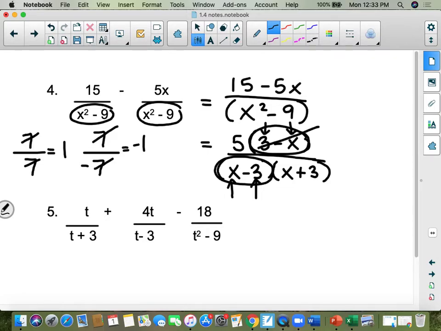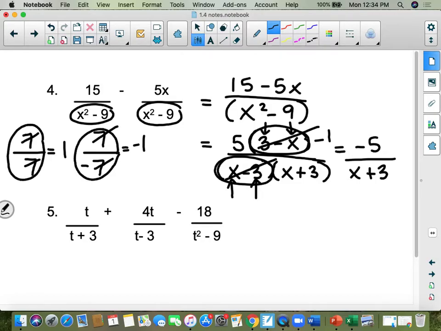What will you get when you cancel out an opposite? Don't you get a negative 1 when you cancel out an opposite? So don't you have a negative 5 left on the top over an x plus 3 on the bottom? So watch out for the same thing or the opposites in an expression form.